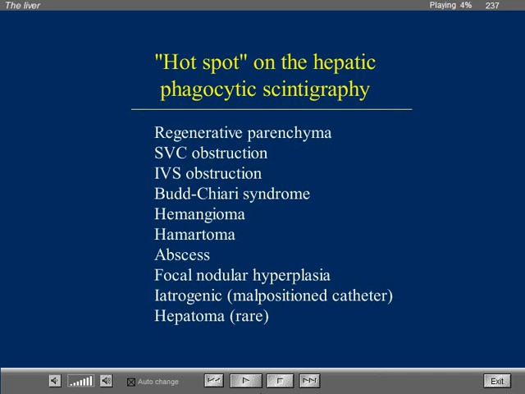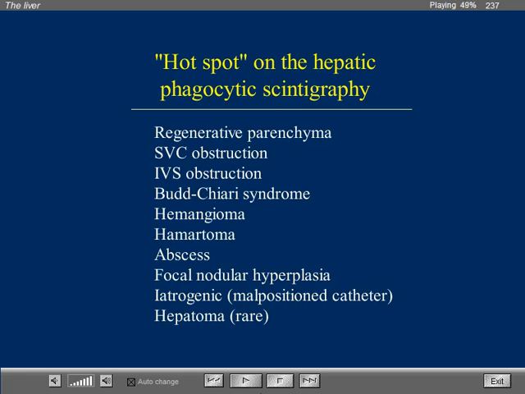Hotspots on hepatic phagocytic scans of the liver can be the result of regeneration of the liver parenchyma. Remember that histologically we showed you that in regenerated liver parenchyma on the Van Gieson technique, we can stain an increased number of Kupffer cells, which are the number one phagocytic cells of the liver.